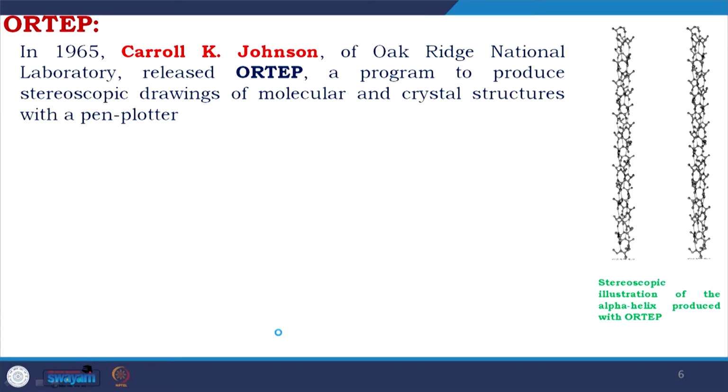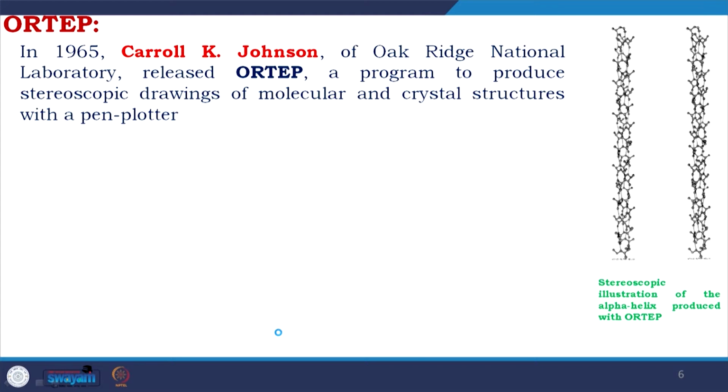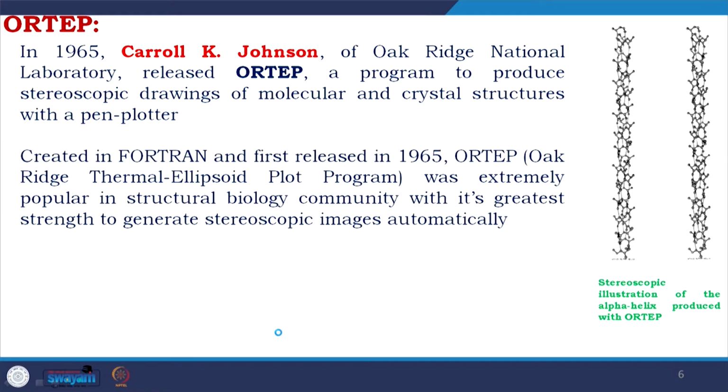ORTEP, we have already talked about. In 1965, Carroll K. Johnson of Oak Ridge National Laboratory released ORTEP, which is a program to produce stereoscopic drawings of molecular and crystal structures with a pen plotter. So they used a pen plotter connected with the computer, and according to the change in the structure, the pen plots. This is a stereoscopic illustration of the alpha helix produced with ORTEP. It was created with Fortran language and first released in 1965.